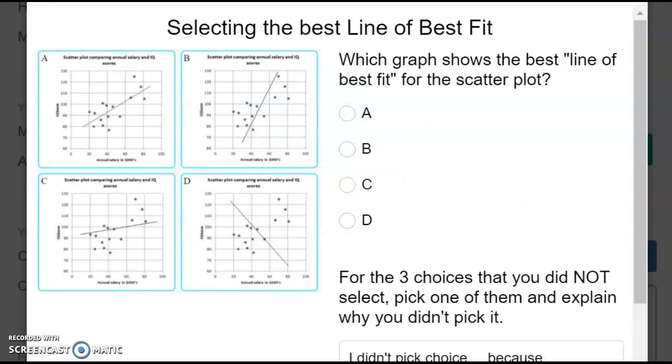Okay, let's look at the next card. Which graph shows the best line of best fit for the scatter plot? A, B, C, or D. Okay, so looking at these data points, which line follows the trend of the points? I would say it's the first one. For the 3 choices that you did not select, pick one of them and explain why you didn't pick it. Okay, so you could pick any of them and explain.